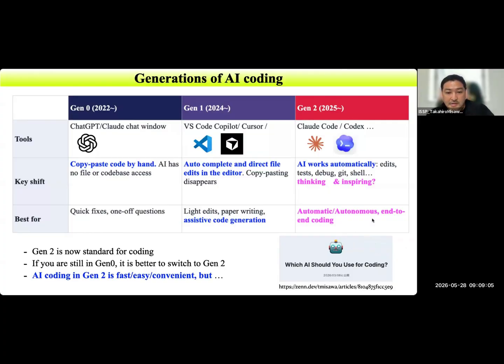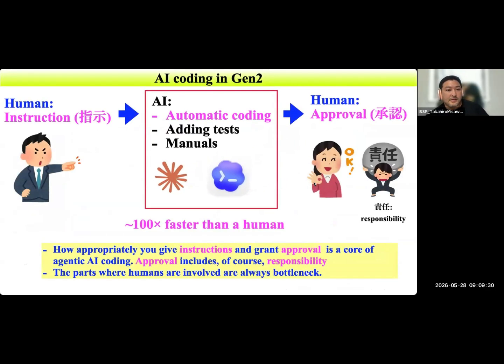So in this generation, there are many AIs. So the main problem is which AI we should use for coding. To explain that, I wrote a short article at this URL. So if you are interested, please take a look at this article.